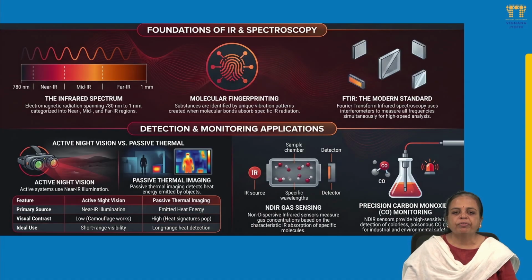This zone is called the infrared region. With normal human eyes we are not able to see it, but with thermal impression we are able to see it in these slides. There are two types of vision in infrared spectroscopy. First is active vision, and the second is called passive thermal imaging. We can go into detail in later slides.